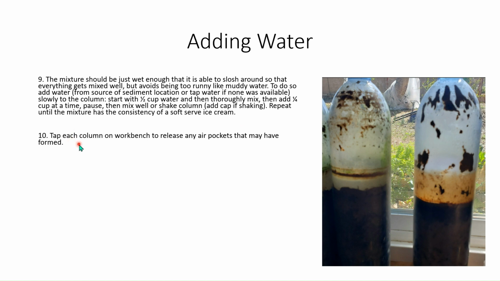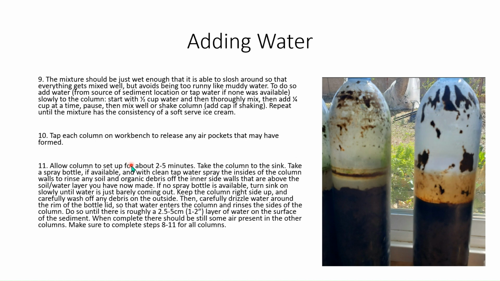So you want to put the column on your workbench or your table and kind of tap it so that you're releasing any air bubbles and all the soil falls to the bottom instead of being stuck in big chunks on the sidewall. You're still going to have a thin coating around your sidewall where it's above in the air, and we need to get rid of that. So the way you do that is you allow the column to set up for about 2 to 5 minutes and then take the column into the sink so you don't get water or dirt everywhere. And I recommend using a spray bottle if available.